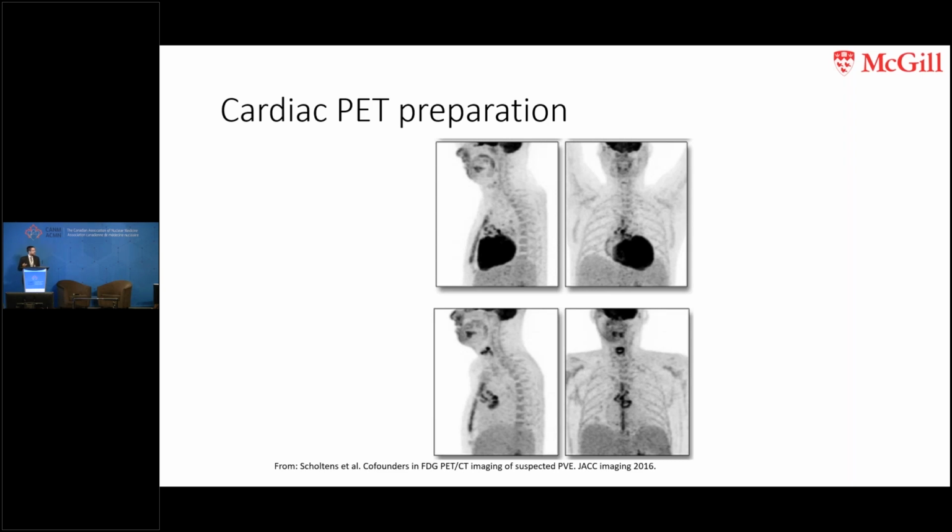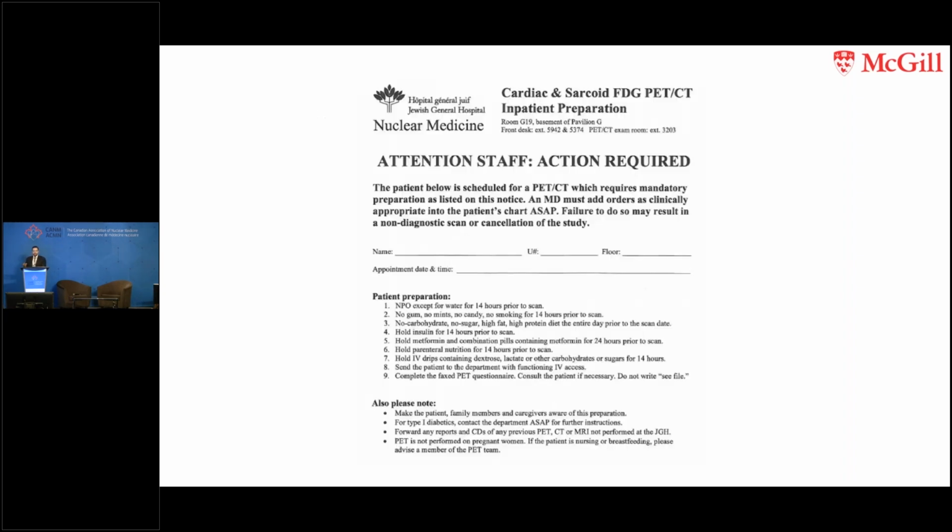So when we're imaging cardiac infections, we need to have good cardiac preparation. We need to suppress the myocardium. We know that FDG uptake in the myocardium is usually very intense and high. So we need to prepare the patient in order to reduce that and to remove the physiological uptake, in order to better see the paracardiac valvular structures and adjacent structures.